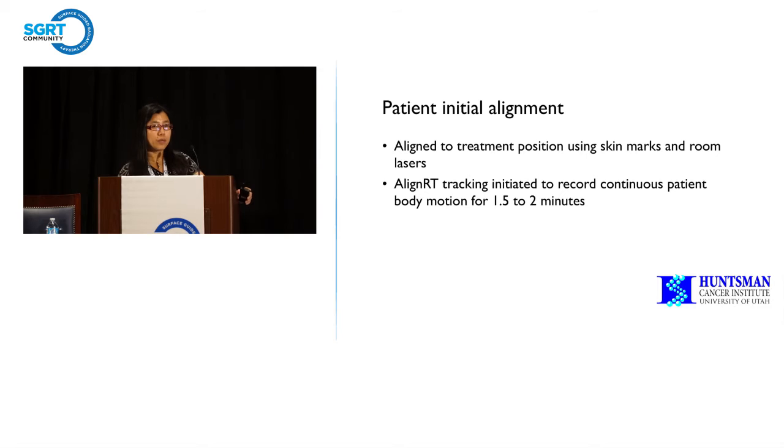During the treatment day, first, we align the patient in the real treatment position. For example, if it's supine, we align the patient in the room using a skin marker. We have 3 tattoos on the patient's body, and we use that to align the laser. After the alignment, we use the AlignRT tracking, and just track 1.5 to 2 minutes of patient body motion.